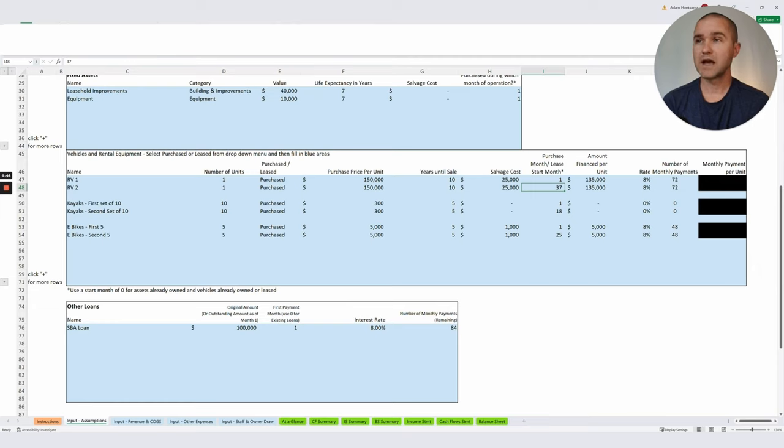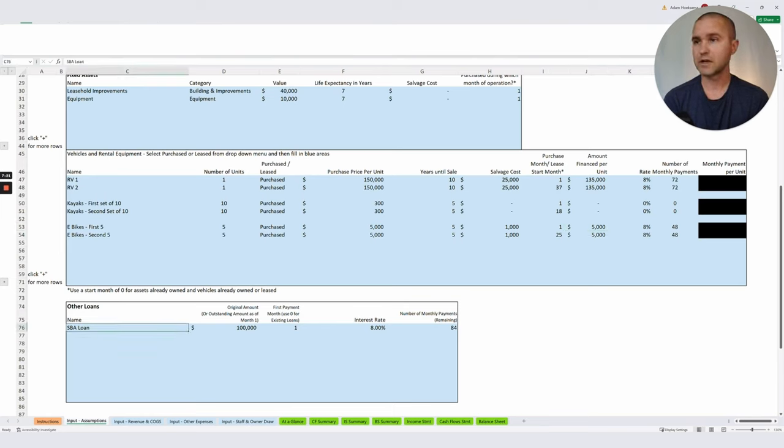All right, now we've got some kayaks as an example here. We're going to enter in 10 units. We're going to buy a batch of 10 kayaks here, a purchase price of $300 per unit. And in this example, we're not going to finance. We're not going to get a loan to purchase some kayaks. We'll just pay that out of our initial investment in cash flow. And then finally, we've got two sets of e-bikes that we're going to purchase at $5,000 per unit. And in this case, we are actually going to finance them. So we'll do 100% financing in this example.